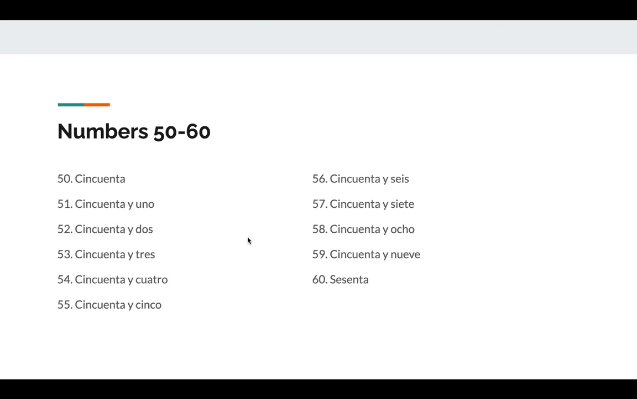Does anybody have any questions about the numbers or anything like that? Everybody's okay?